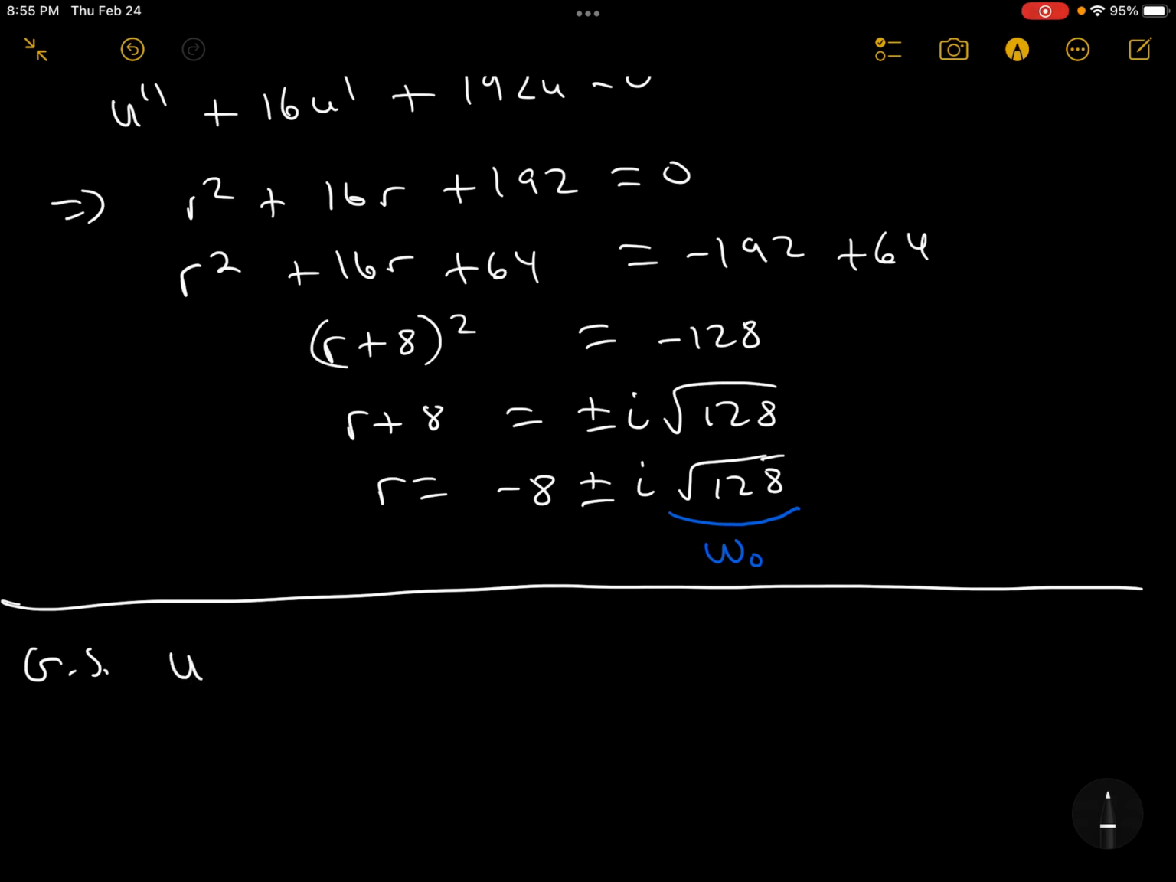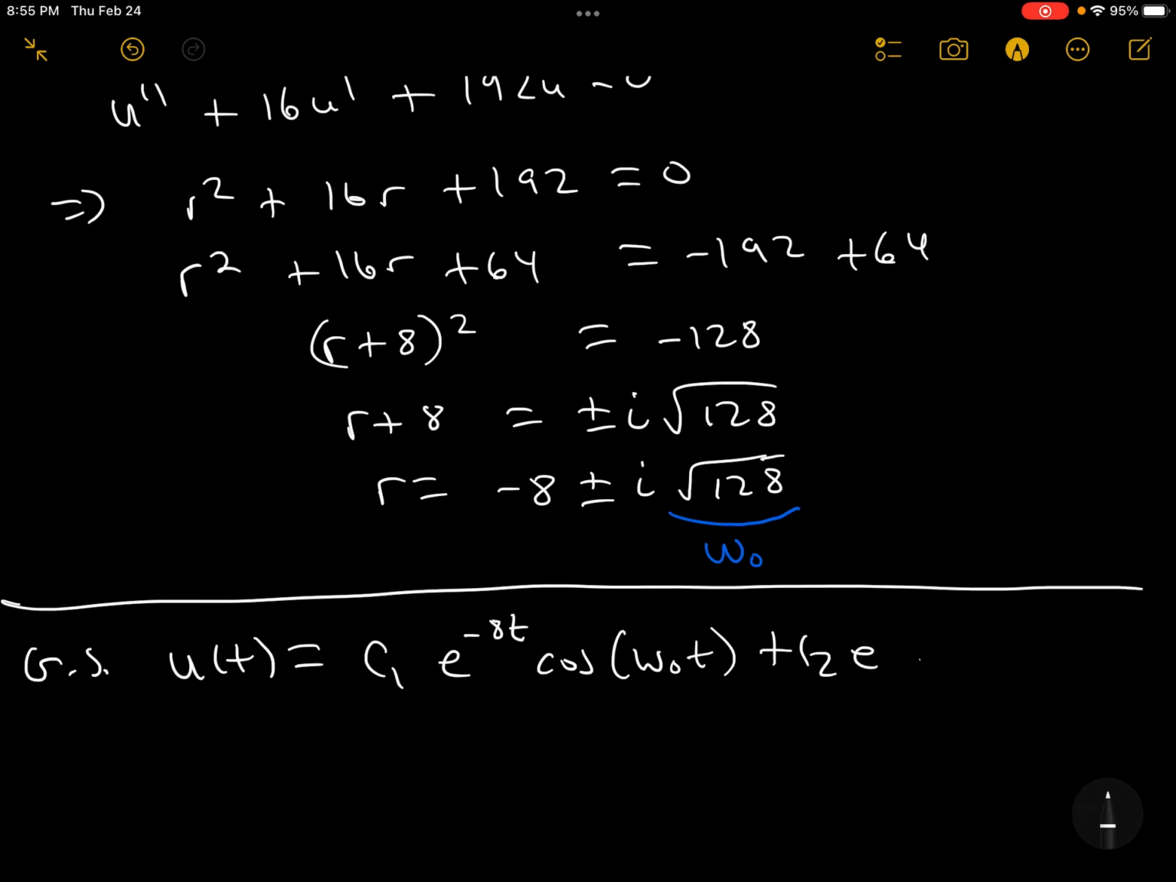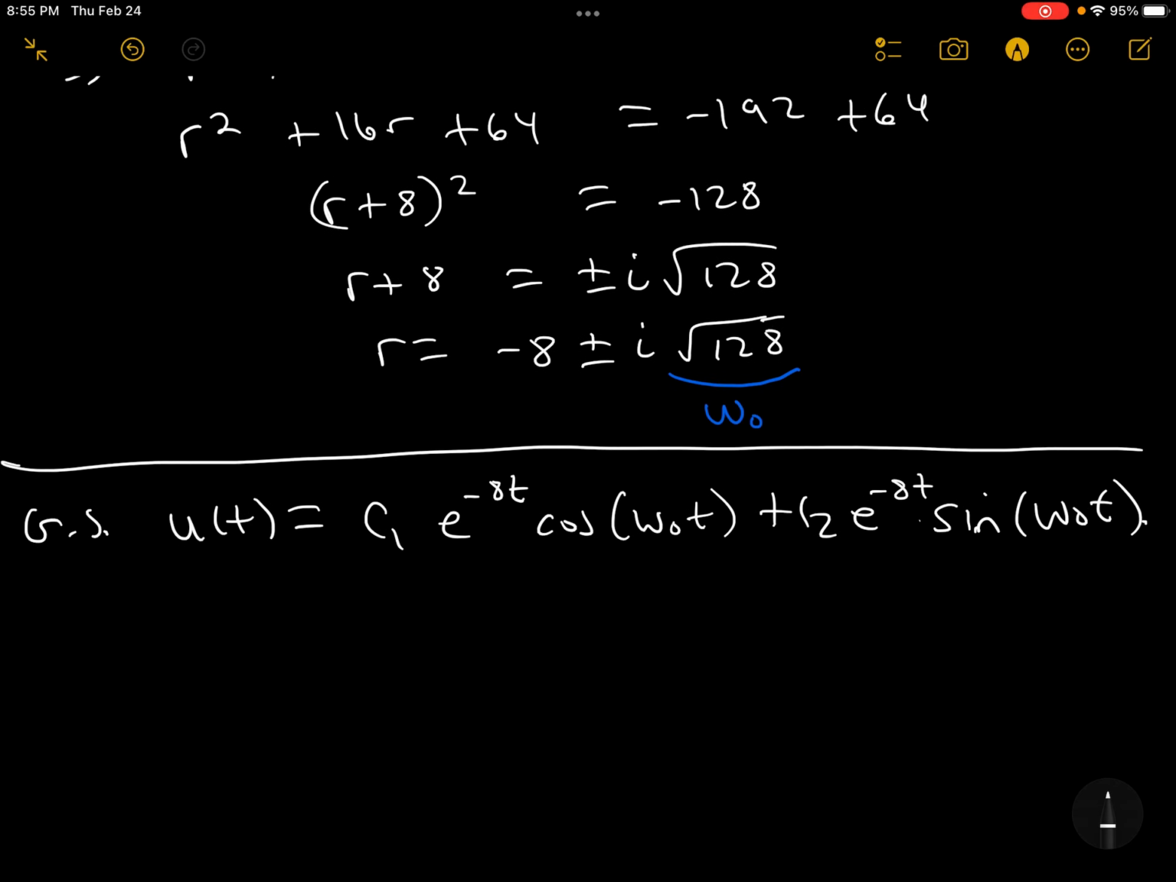All right, let's write down the general solution. u of t is C1 e to the minus 8t cosine omega naught t plus C2, oops, hold on, forgot my e, C2 e to the minus 8t sine omega naught t. So there's the general solution. Let's invoke the initial conditions. That says 1/2 equals, the sine is 0, the e's go to 1, so that's equal to C1.